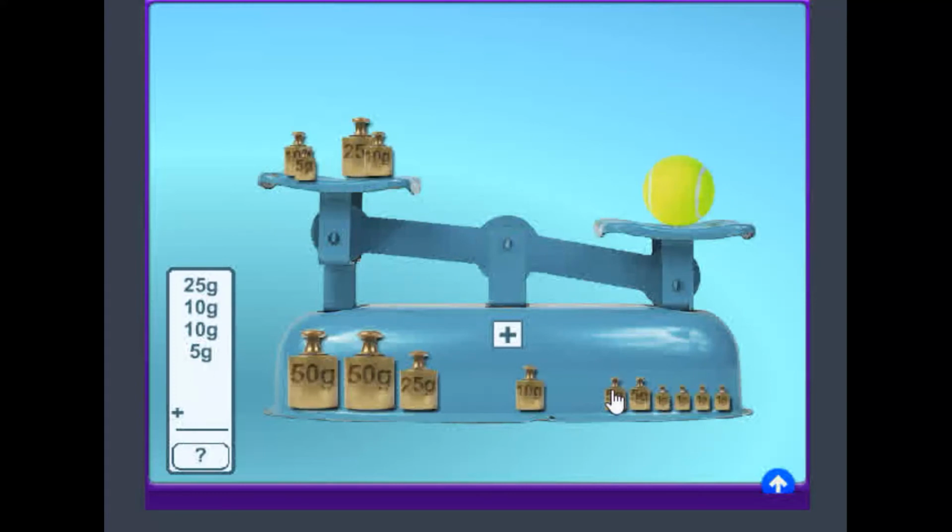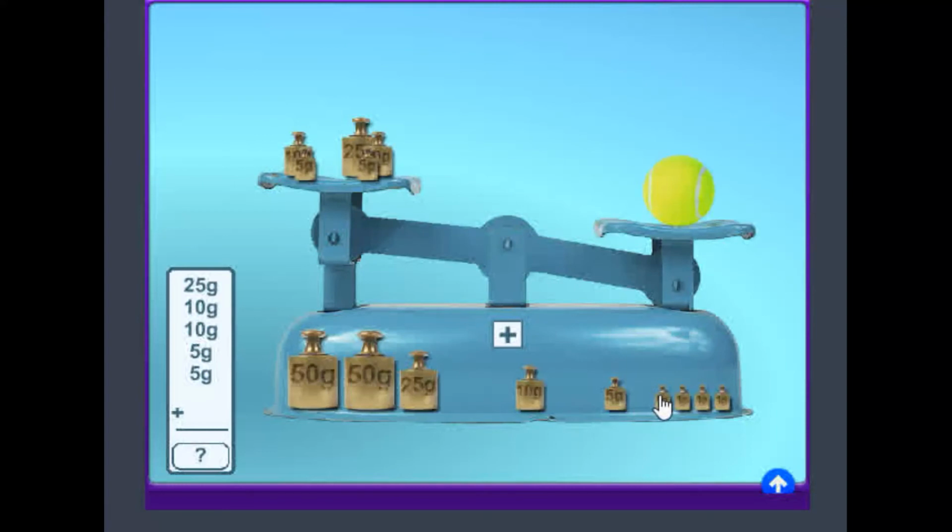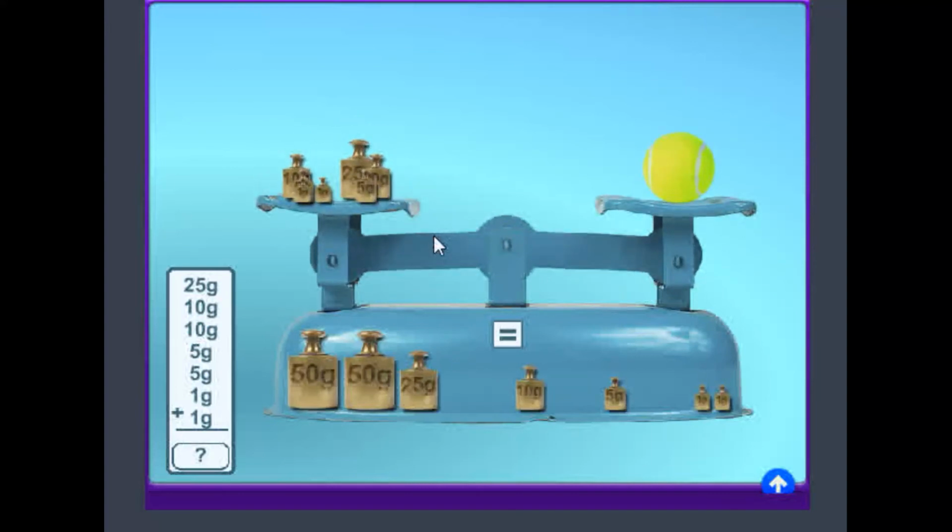Still not quite right. Sometimes it's a very tedious process. So I'm waiting for them to be even with each other. Oh, too much there. So now I have to take this 5 off and start adding some 1s. 1 gram. Bingo. Looks like I got it there. Now I need to add all those pieces together to see what my answer is for the mass of this tennis ball.